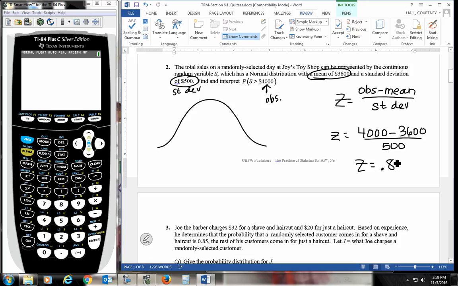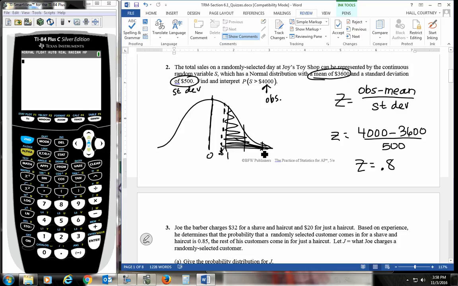Remember that when you have your normal curve, your z-score of 0 is right in the middle. And then it goes +1, +2, +3. So here's 1. So we're looking at a z-score of 0.8. Not sure why I made that a dotted line. Usually we do a solid line there. We need to figure out, do we need to go up the area above that or the area below it? We have a probability of S greater than 4,000, so we want to go above that. We want to figure out what area is to the right of a z-score of 0.8.